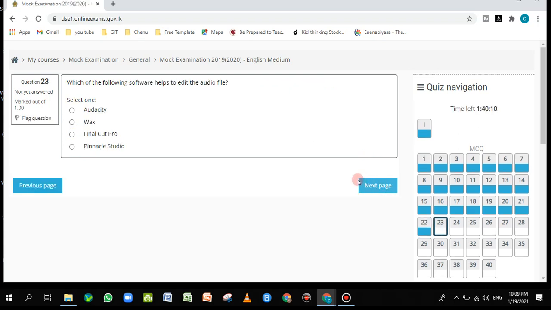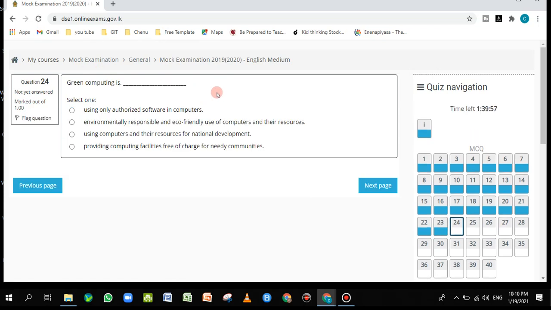Which of the following software helps to edit the audio file? That is Audacity. You can freely download it from the net. Now we'll go to the next one. It says which of the following software helps to edit the audio file? Okay, that's the earlier question.